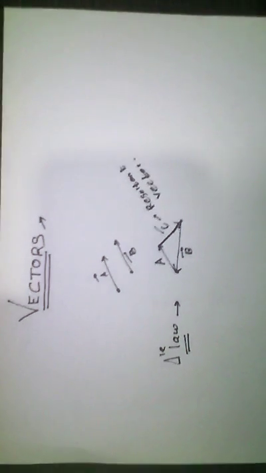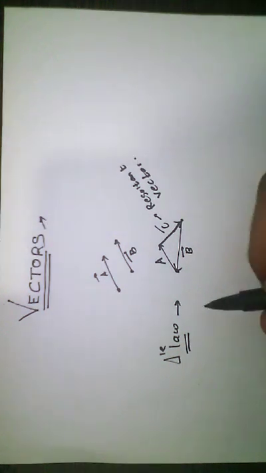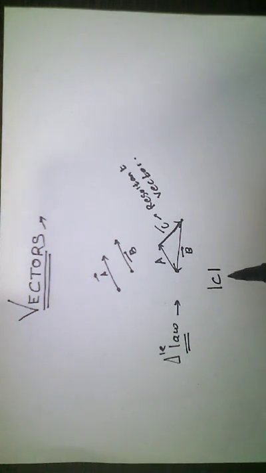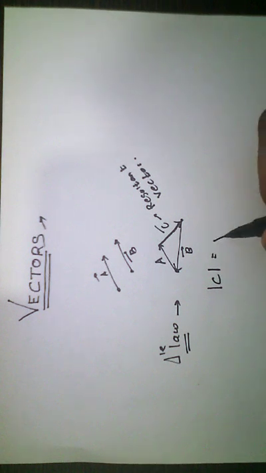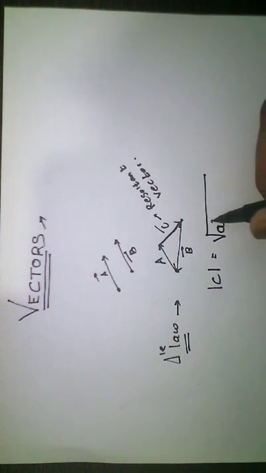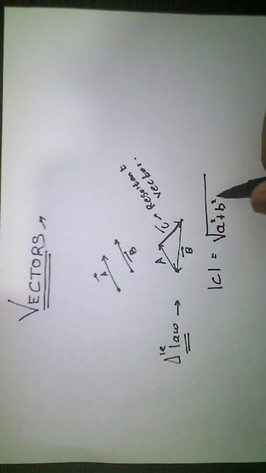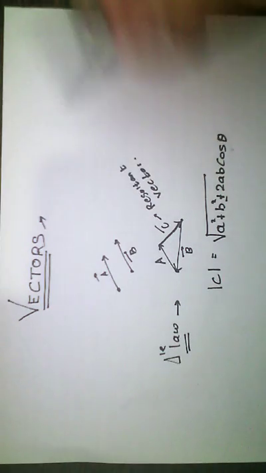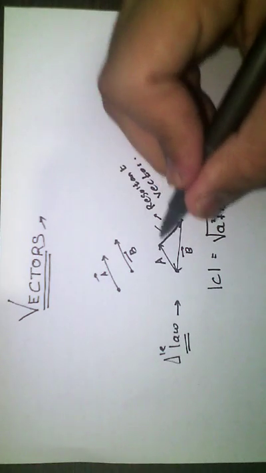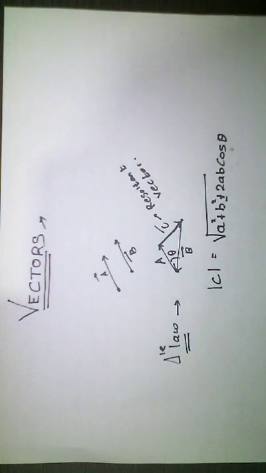Now let me tell you that the resultant vector's magnitude is mod of C. You have to remember this formula. Mod of C is under root of A square plus B square plus or minus 2AB cos theta, where theta is the angle made between the two vectors A and B, of course. So this is the magnitude of the resultant vector.